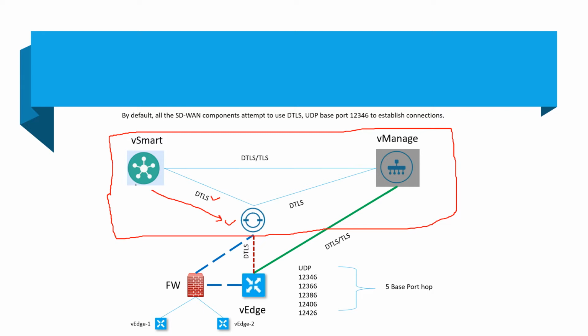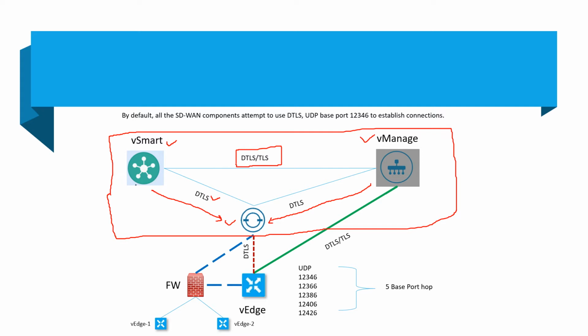Similarly, my connection from vManage to vBond is DTLS. However, I have an option to change the port to work on TLS, and that option is available on the vSmart and the vManage. So I can form a connection between the vSmart and vManage that can be either DTLS or TLS. By default, all the SD-WAN components attempt to use a DTLS UDP based port, which is 12346, to establish the control connections.